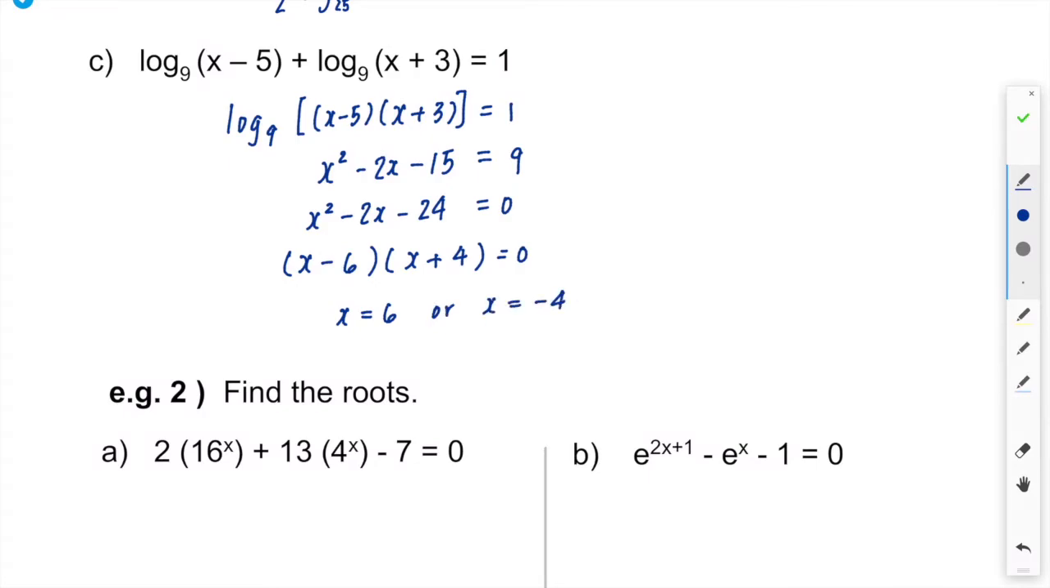Now, don't be too happy yet, because don't forget to check for extraneous roots. We'll start with 6. If I substitute 6 as x, 6 minus 5 is positive, 6 plus 3 is positive. This is okay. How about negative 4? Negative 4 minus 5 is negative 9. This is not okay because I cannot take the log of a negative number. So I'm going to write down extraneous root. And as a result, x is equal to 6 is the only solution to this equation.